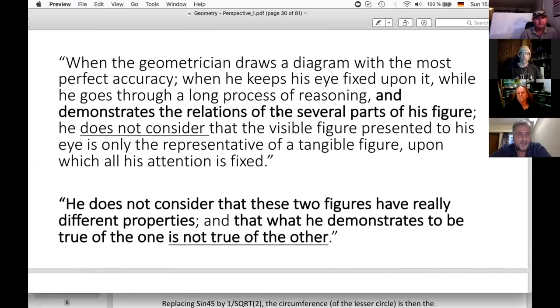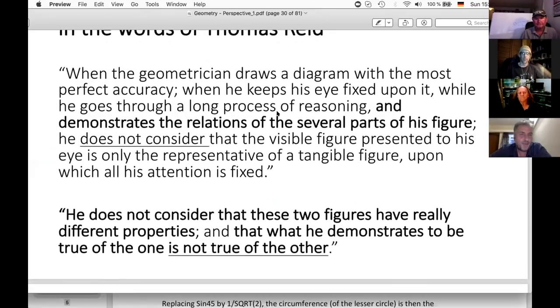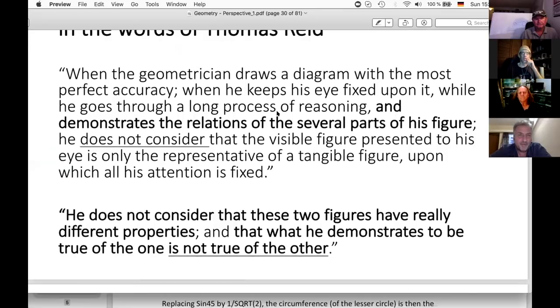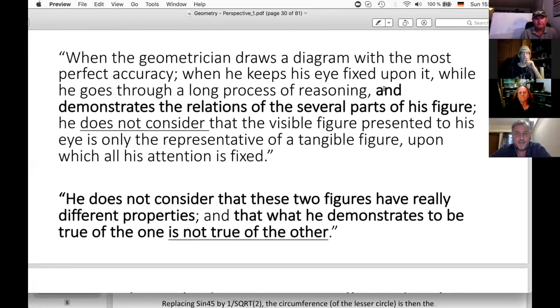And this was one of the telling things for me as well, which is why I'm quoting it here again from Thomas Reid, 1750, right? This guy was a genius. So I ain't a genius, but this guy was.